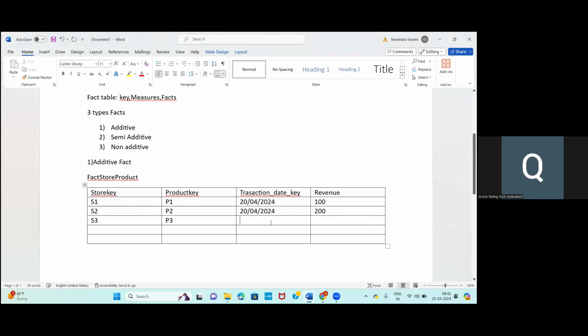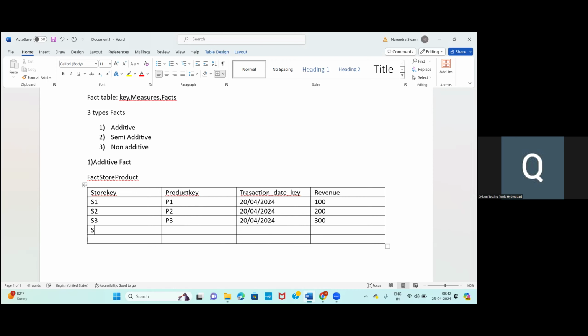Okay, so the date is like 04 and 2024, and it is 300. This is S1, S2, S3 stores. We have products P1, P2, P3, and this transaction date is 24.